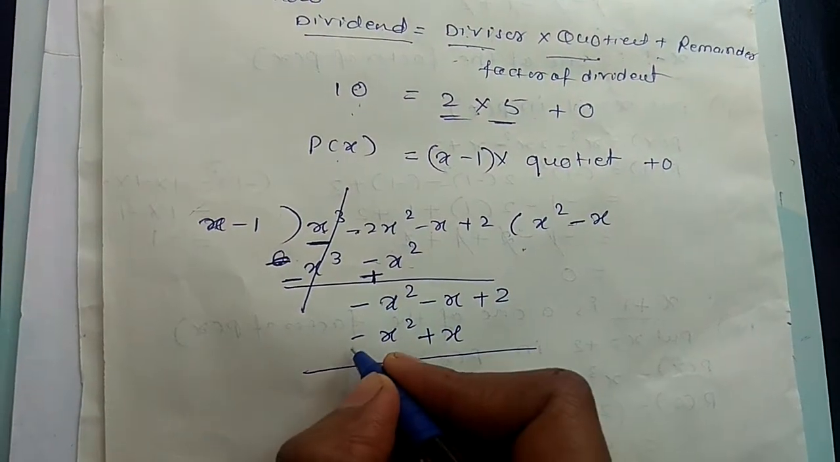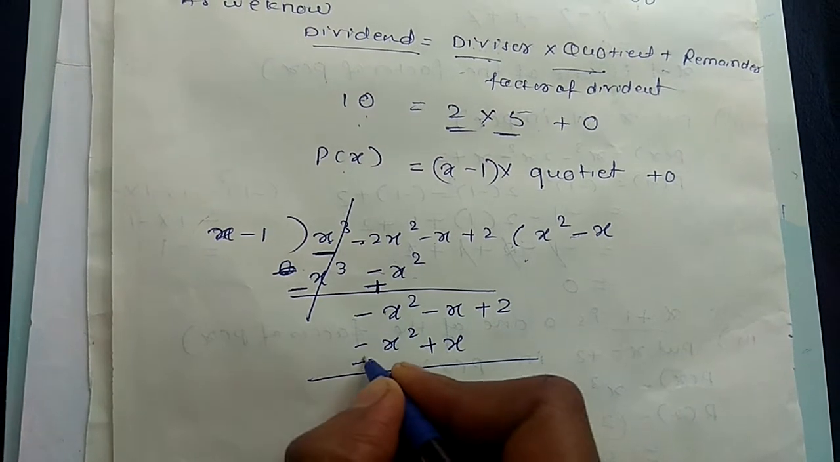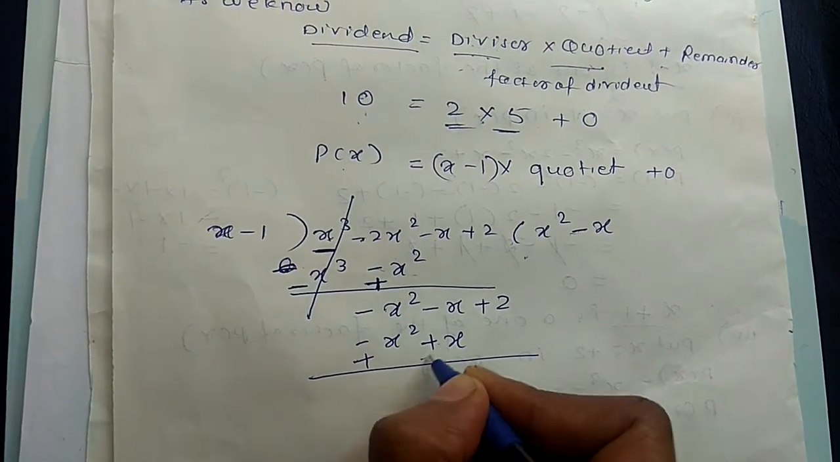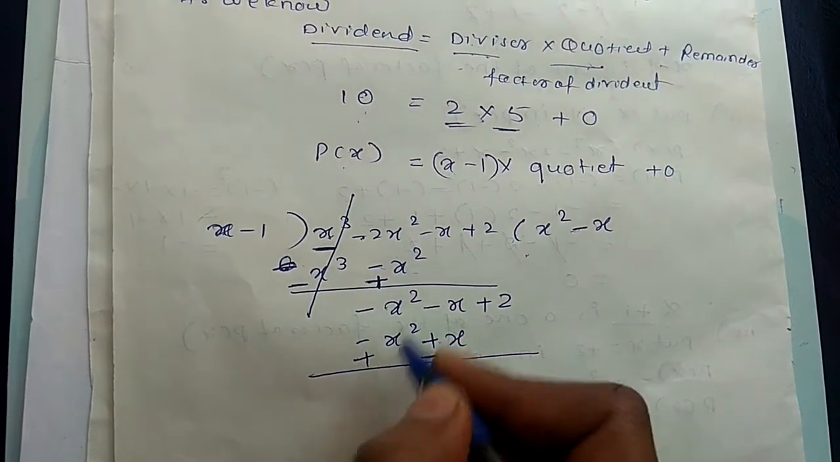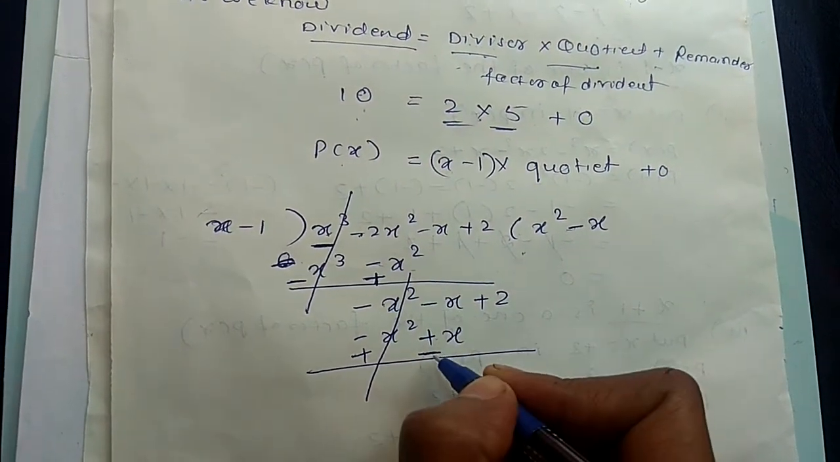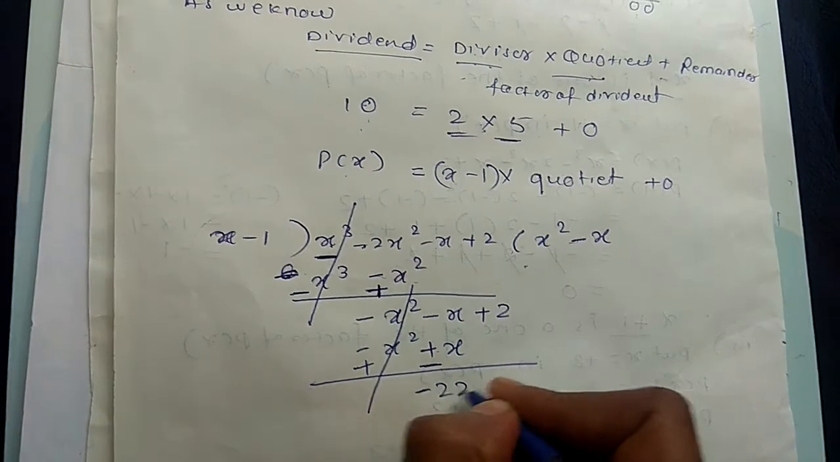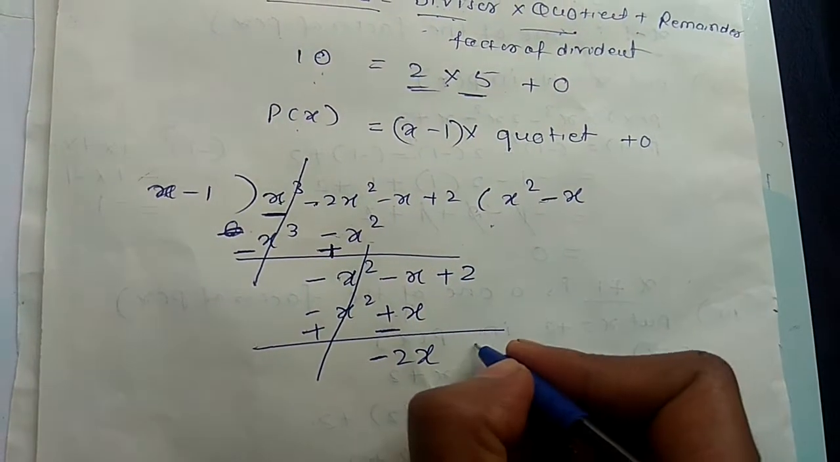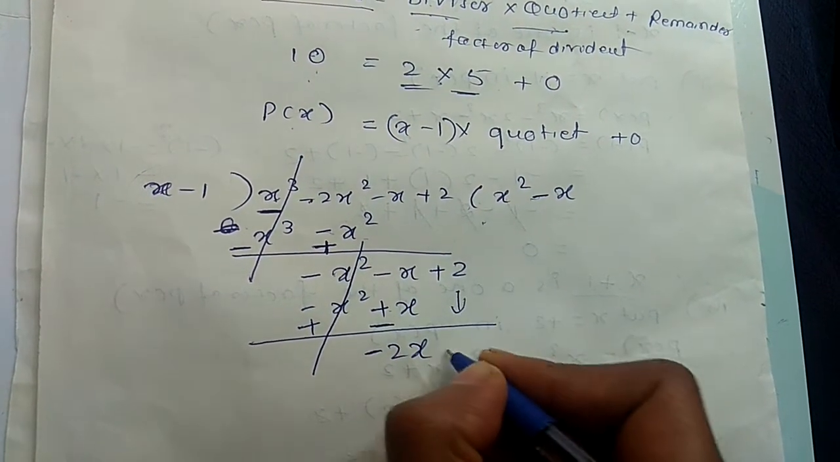There is a trick, just change the sign of the second row. Minus will be plus, minus will be plus, plus will be minus. Minus x square plus x square will be 0. Minus x plus x will be 2x. Next, this 2 will come as it is.